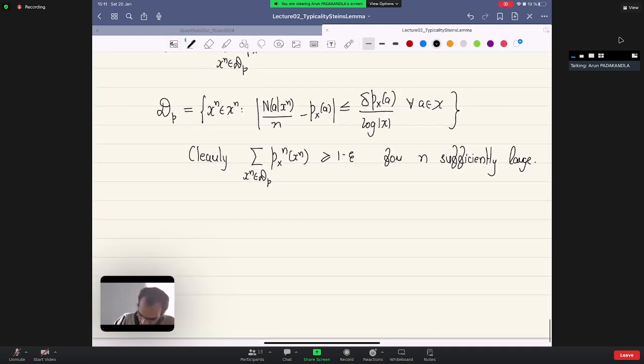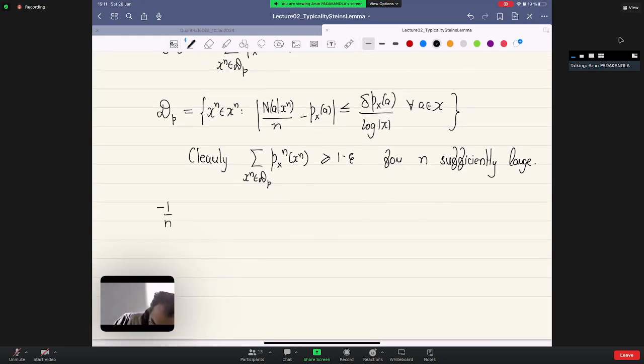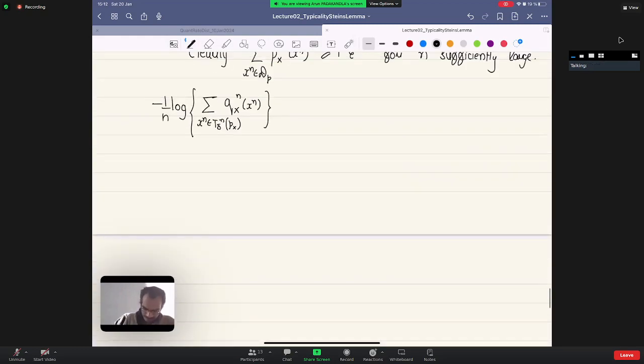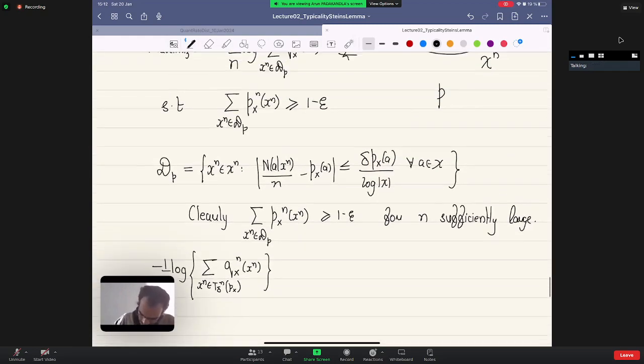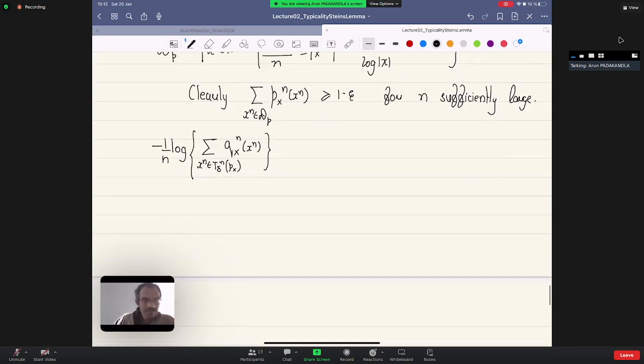So let's study this, right? So minus 1 by n log, xn belongs to T delta n px, q x n of xn. This is what I'm looking at. So far is okay? Anybody not okay, raise your hand. I'll just indicate what's going on.